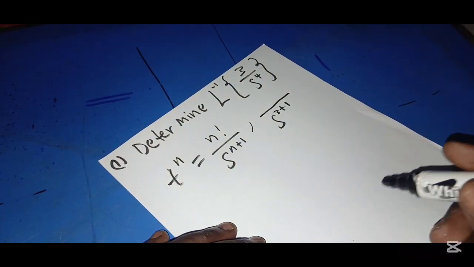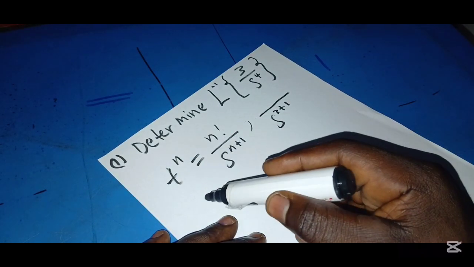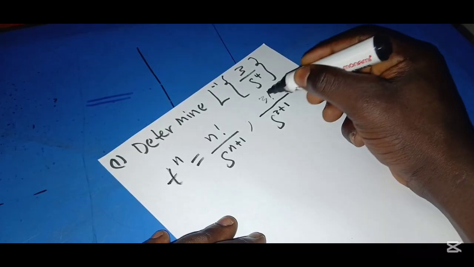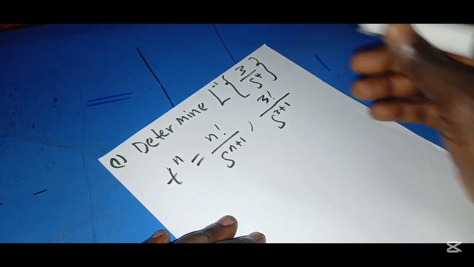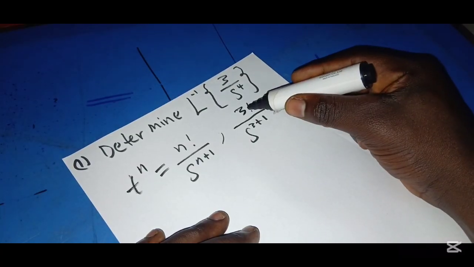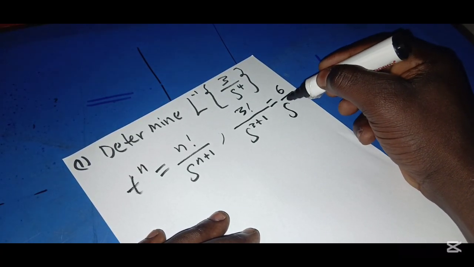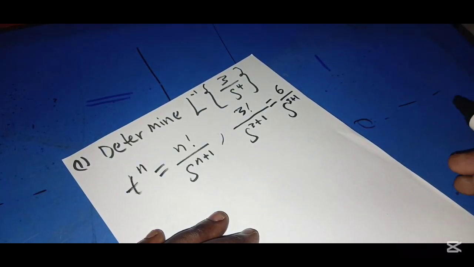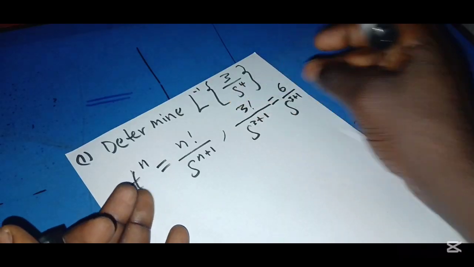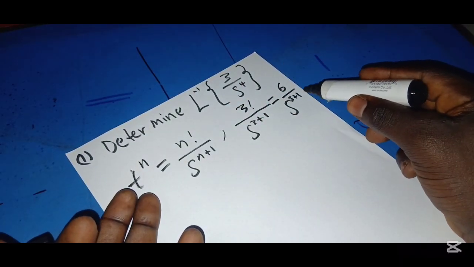So now we are analyzing the problem. Comparing this to where the function is coming from, I have to get 3 factorial here, right? If I go further, 3 factorial is 3 by 2 by 1, which is 6, all over s to the power 3 plus 1. This means that the function given to me is supposed to be 6 over s to the power 3 plus 1.